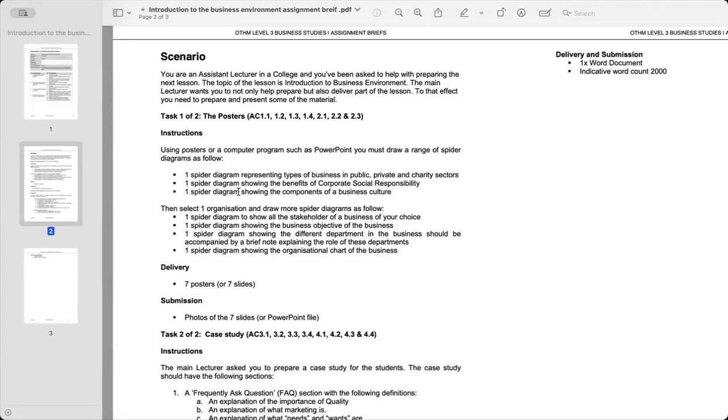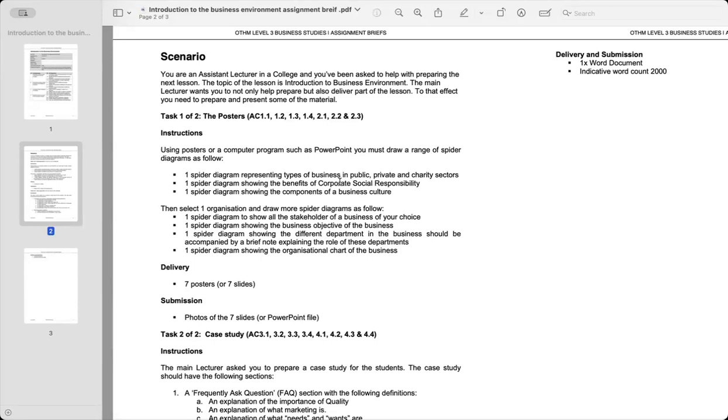The second one is benefits of corporate social responsibility. Create a spider diagram outlining the benefits of CSR. Demonstrate how CSR practices impact both businesses and society. Then your third requirement is components of a business culture.